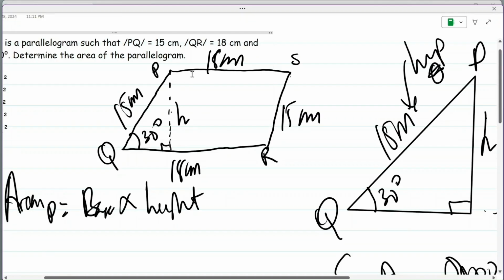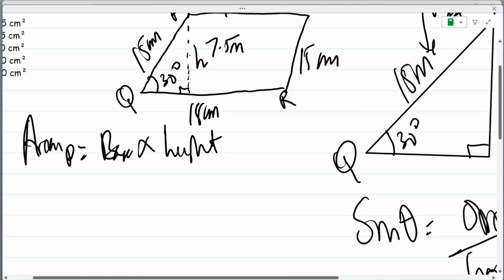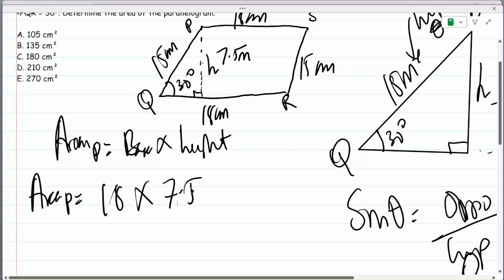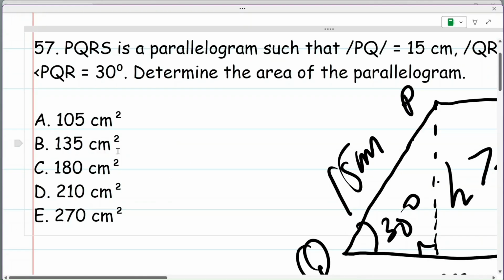Going back to the initial diagram of the parallelogram, we know our height is 7.5, and with our base, which is 18 centimeters, we can find the area of the parallelogram. Area equals base 18 times height 7.5, which will give you 135 centimeters square. Therefore, the answer to question 57 is B.